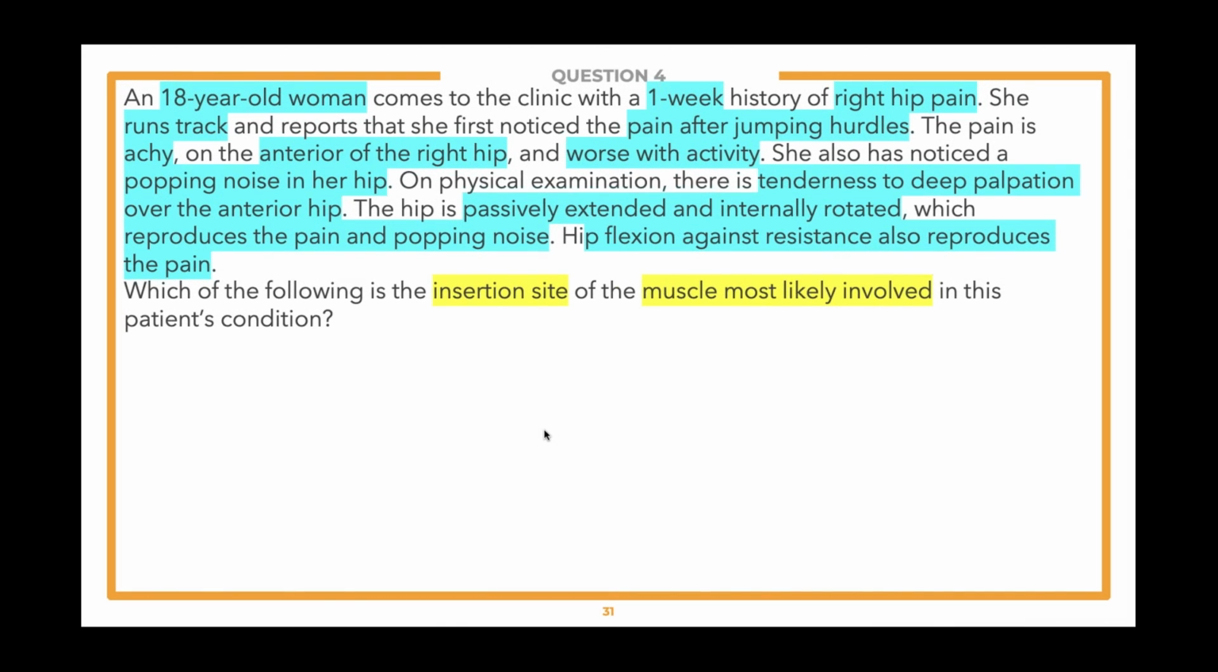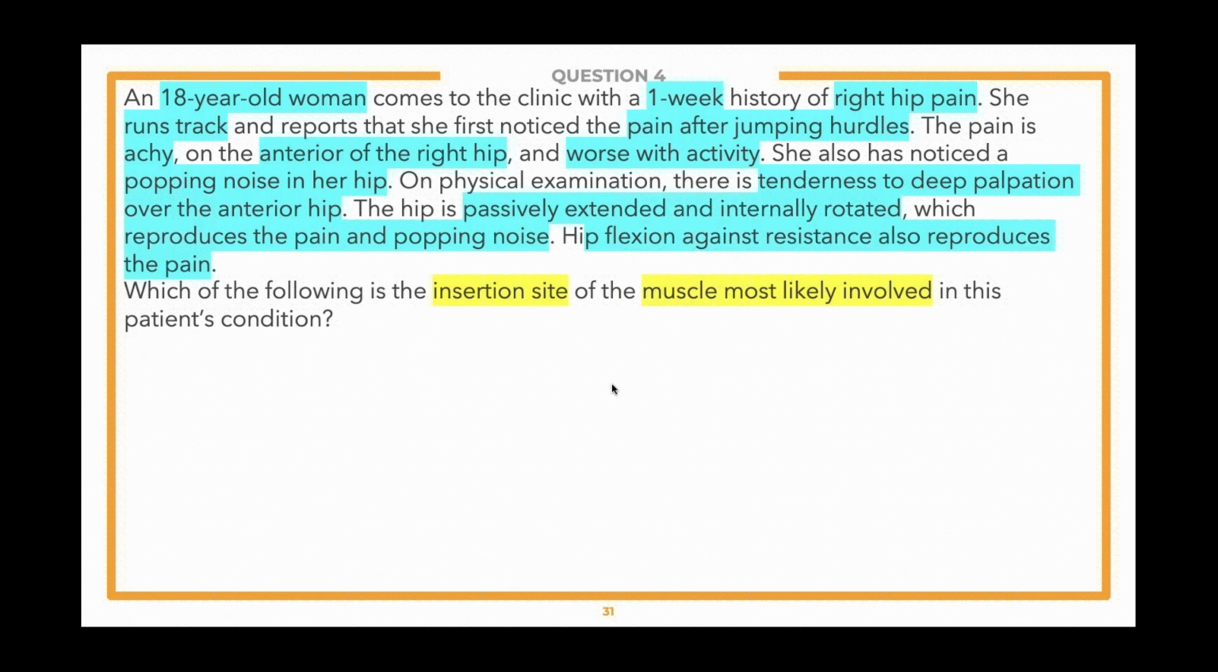So now we've got an 18-year-old woman, and they tell us that she has right hip pain for 1 week, okay? They tell us immediately that she runs track as well, so obviously that's going to be important here. She gets pain after jumping hurdles, and then they tell us where the pain is, okay? And obviously with hip pain, there are going to be some physical exam maneuvers, and you want to make note of that and try to figure out, based on those abnormal physical exam maneuvers, what's going on with this patient, okay? So you want to make note of all those clues and try to pick up on what's going wrong.